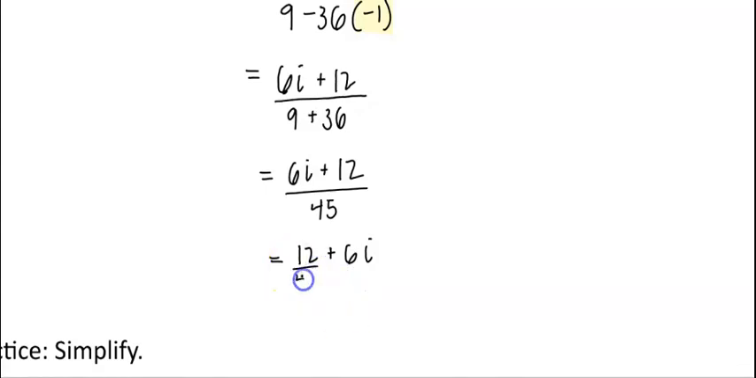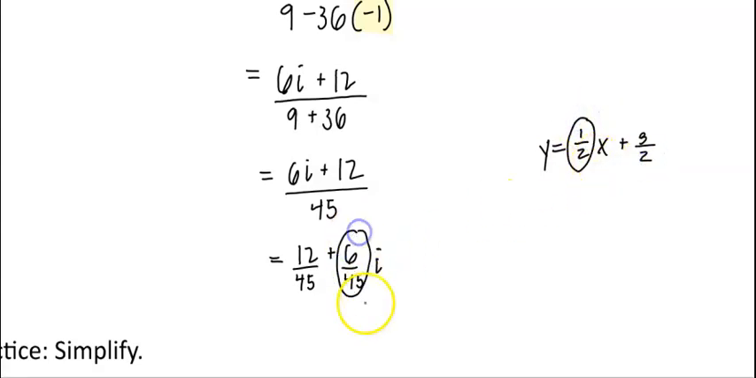So we're going to do 12 over 45 plus 6 over 45i. You're going to leave the i second, kind of like when you're doing, what's that called? Slope-intercept form. Sorry, I blanked for a second. If you're doing slope-intercept form, like y equals 1/2 x plus 3/2 or something, you put the 1/2 in front of the x. Same thing here, you're going to put the 6 over 45 in front of the i.